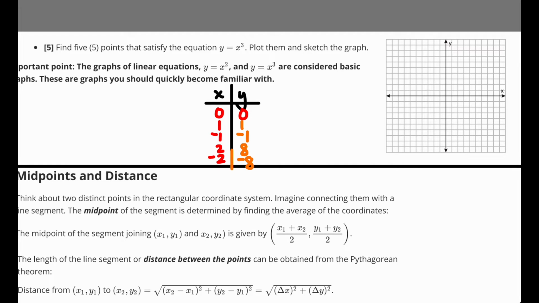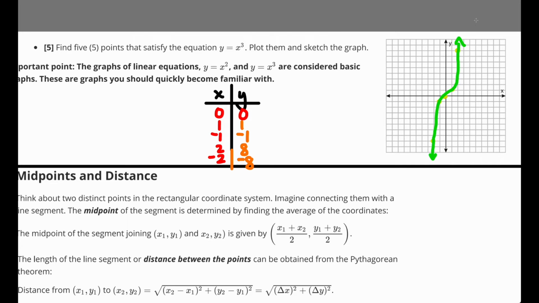Let's graph this out here. Let's see, 0, 0, 1, 1, negative 1, negative 1, 2, 8. So it's like somewhere up here. Negative 2, negative 8, somewhere like that. Okay, and then you just connect the dots here, and you end up with something like this.